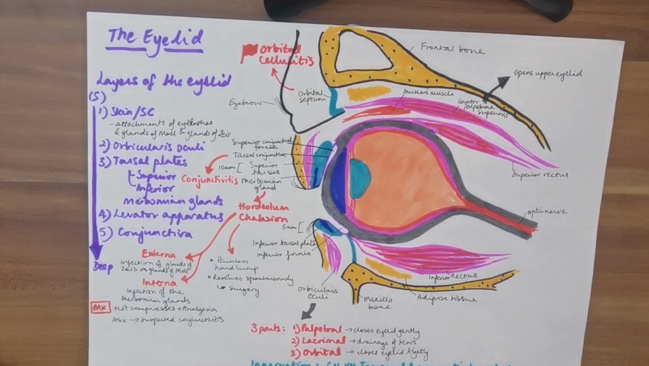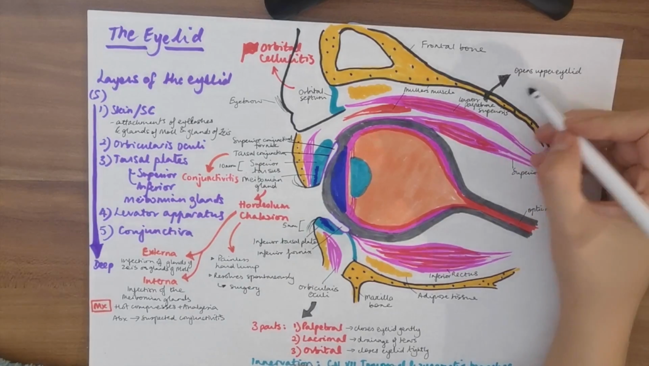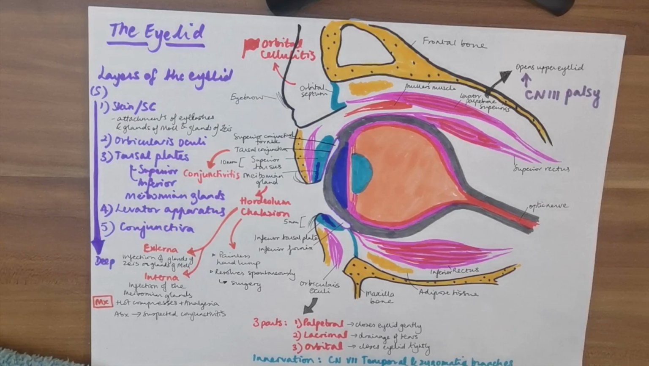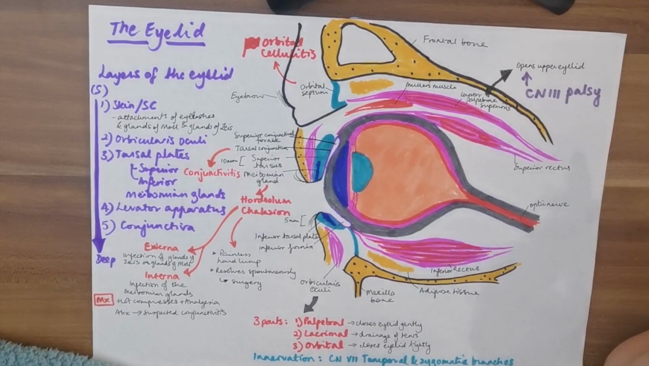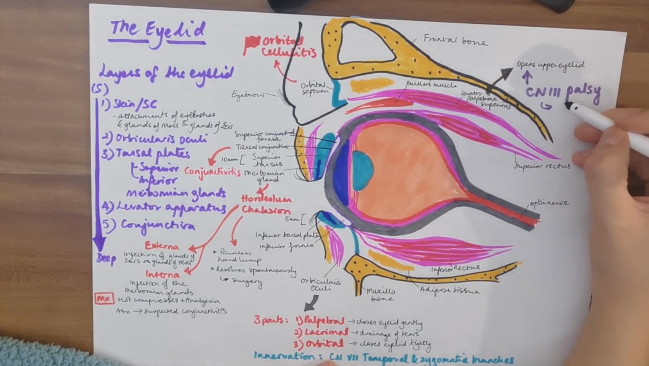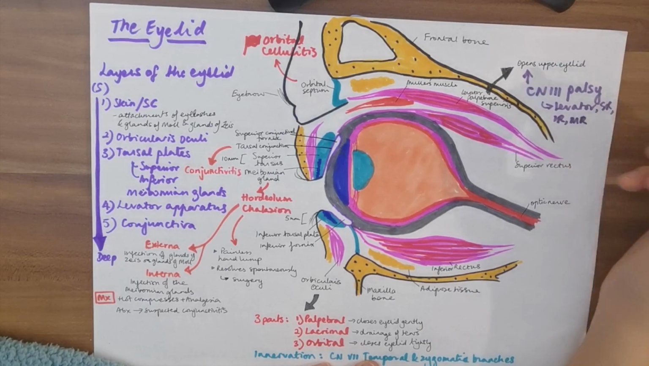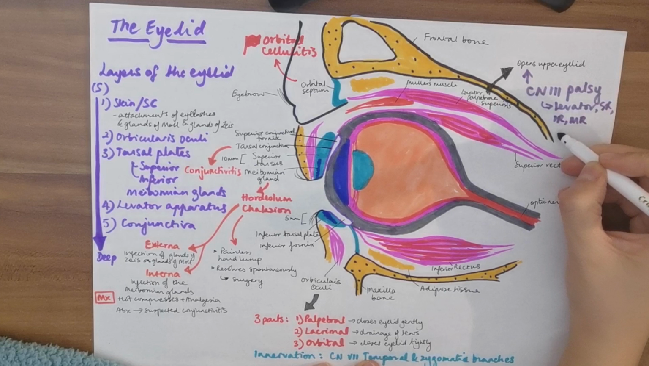So just very lastly, I wanted to cover some causes of ptosis. So firstly, it can be caused by an oculomotor nerve palsy. Oculomotor nerve, as we discussed earlier, supplies the levator palpebrae superioris. That is the muscle that opens the eye. It also supplies superior rectus, inferior rectus, and medial rectus muscles.